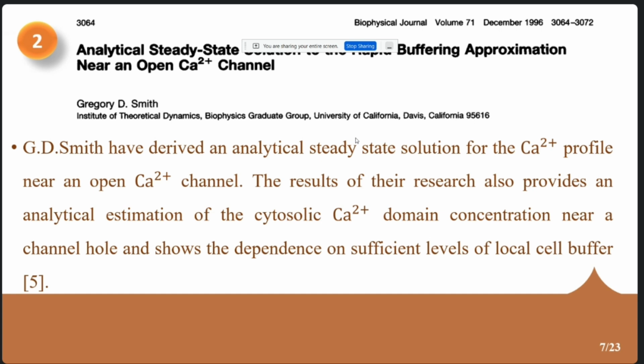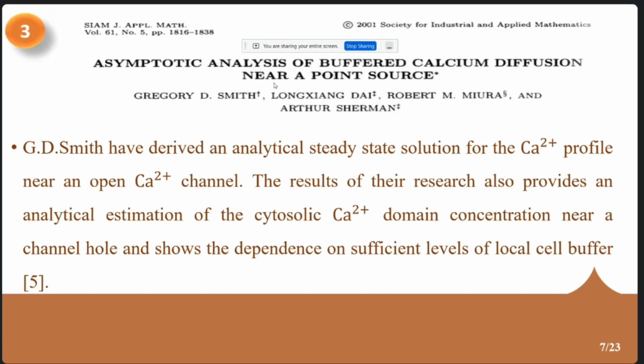In 1996, G.D. Smith designed the mathematical model for calcium buffering. He published two papers on the calcium buffering process. The first is the analytic steady state problem of the buffering approximation near an open calcium channel. In one paper, he studied the excess buffer approximation, and in the other he studied the rapid buffer approximation. It was the assumption of the author whether the protein is moving or fixed. Mathematically that can also be designed.